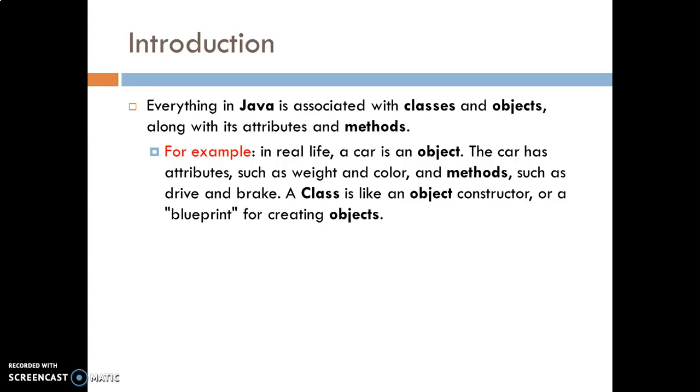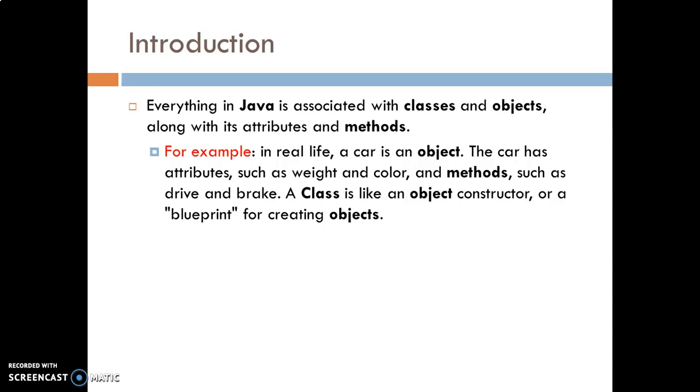In real life, suppose we are talking about an object, we will take one example like a car. Car is behaving like an object. The car has attributes such as weight and color and methods such as drive and brake. So the attributes are nothing but variables, that is weight and color, and methods are nothing but functions, that is brake and drive.